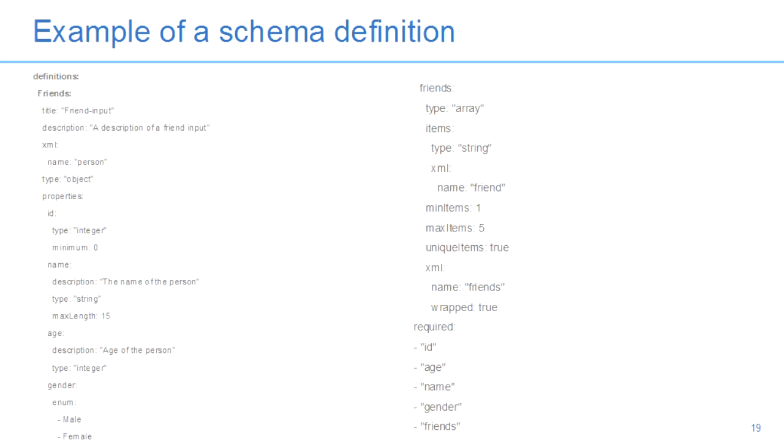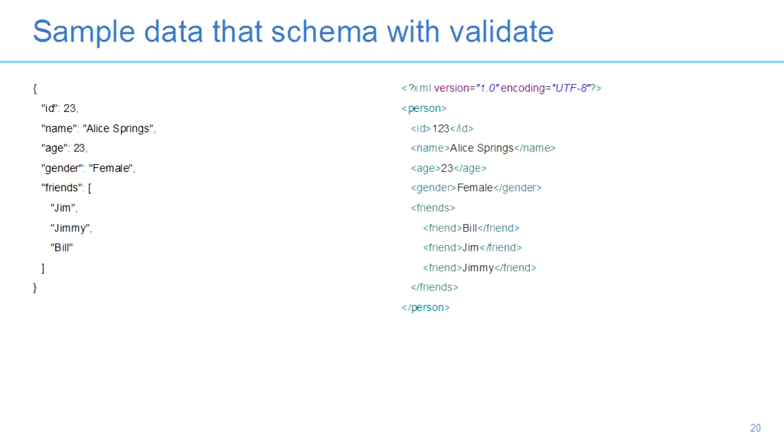And that schema that I just showed, I'll go back and cover it later, but there's a couple of XML elements in here. You might see on the left-hand side under the description, there's an XML name person, and on the right under the friends bit to do with the array, you have an XML name friends and an XML wrapped true. That's just so that we can convert this schema into XSD so that it can validate against an XML document as well as a JSON document. So that schema can validate the JSON on the left as well as the XML on the right.